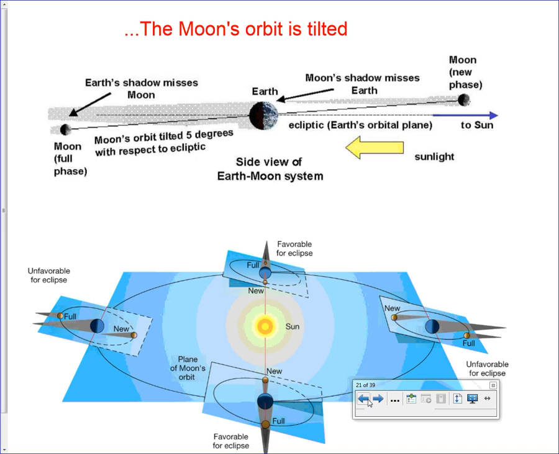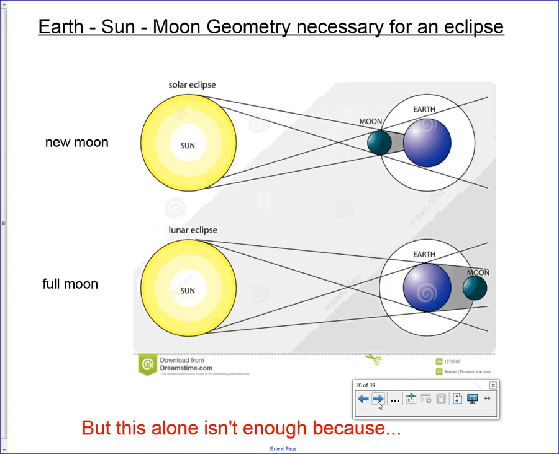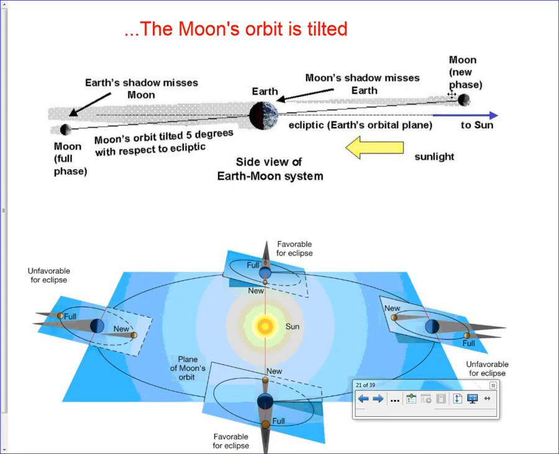Okay, but that's not enough. The new moon and full moon, it's not enough because the moon's orbit is tilted about 5 degrees, which means that for most of the revolution around the Earth, the moon is either above the Earth's shadow, or its shadow is above the Earth, or the moon is below the Earth's shadow.